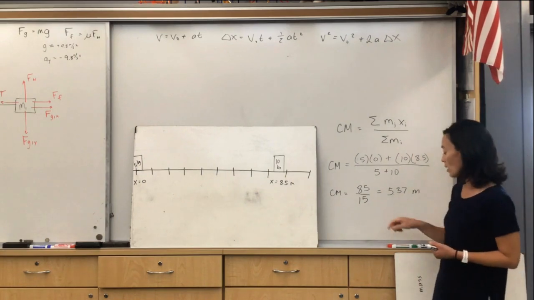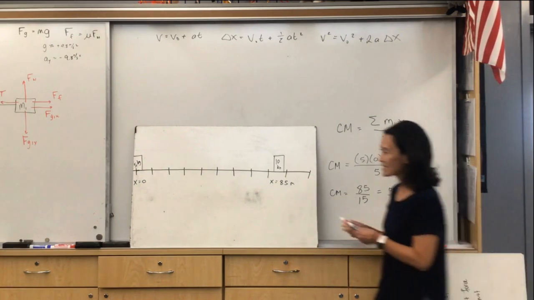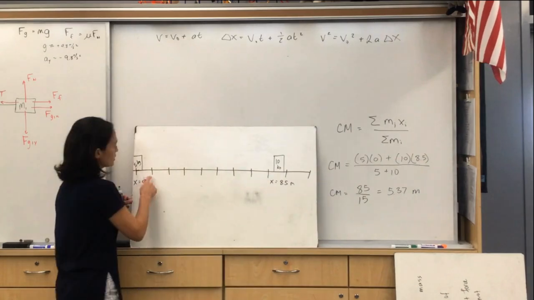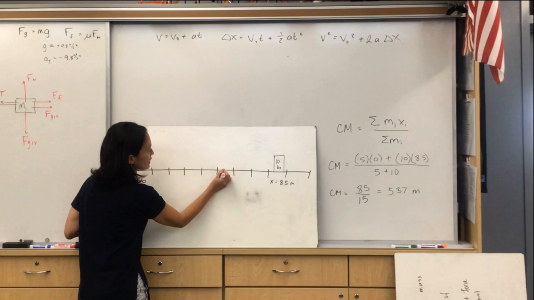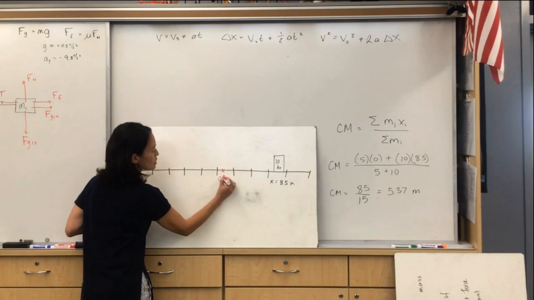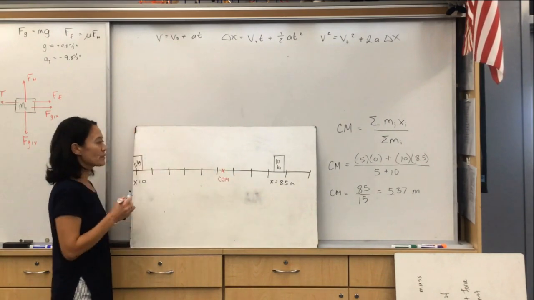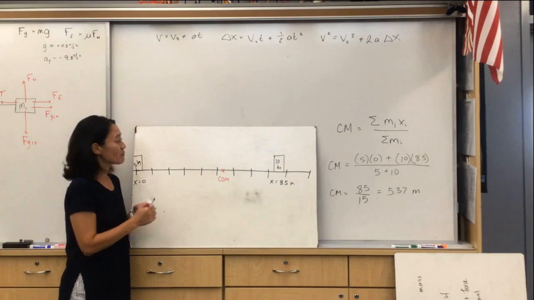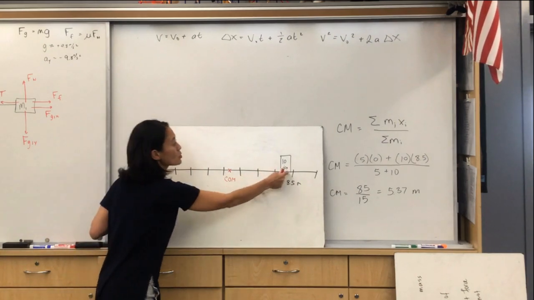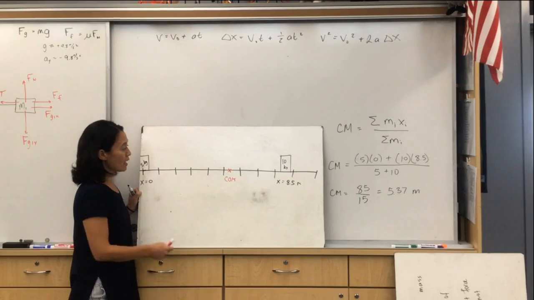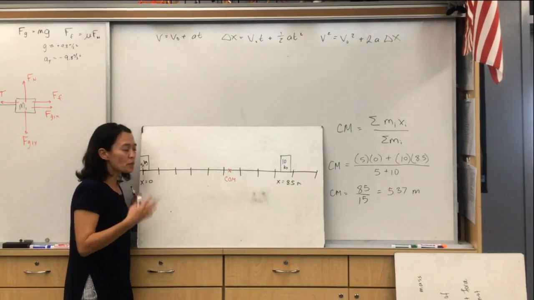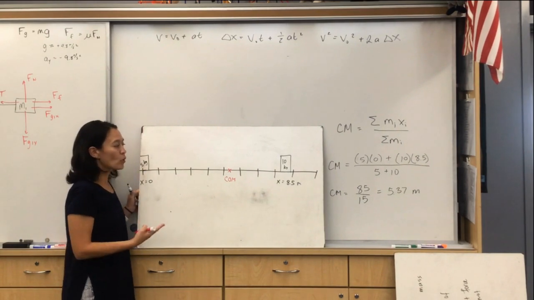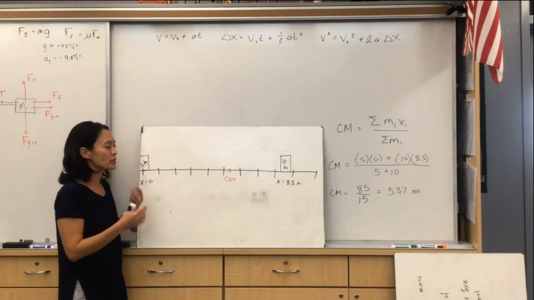So if I think about where that is on my system, here's 0, 1, 2, 3, 4, 5, 5.37. It's probably around here, that's my center of mass right there. And it makes sense that the center of mass of this system is closer to the heavier weight, the more massive weight, than it is to the lighter weight. So it's a pretty straightforward equation, and mentally it should be pretty straightforward.